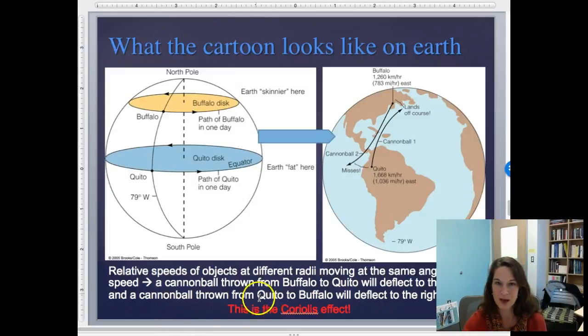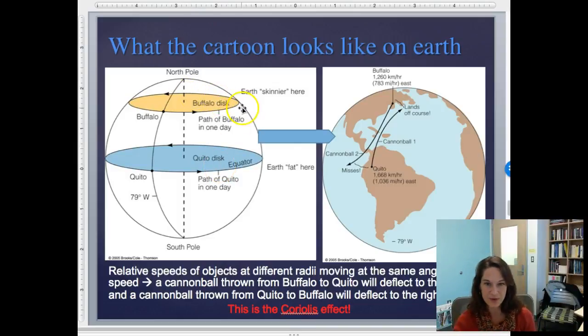And the same thing is happening to our globe. If you think about a point in the northern hemisphere, say Buffalo, New York, which is where I grew up, and then you think of a point on the equator, say Quito, Ecuador, which is definitely not where I grew up. The point at Quito is moving faster because it has to go around the entire bulge at the middle of the Earth than that point at Buffalo, which has to go around a skinnier part of the Earth. So what happens is the Quito point is moving faster than the Buffalo point.